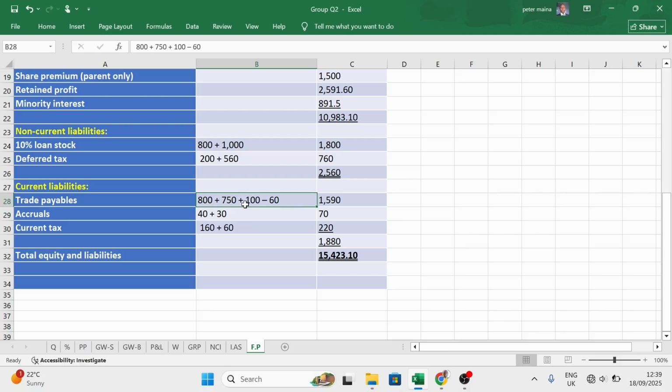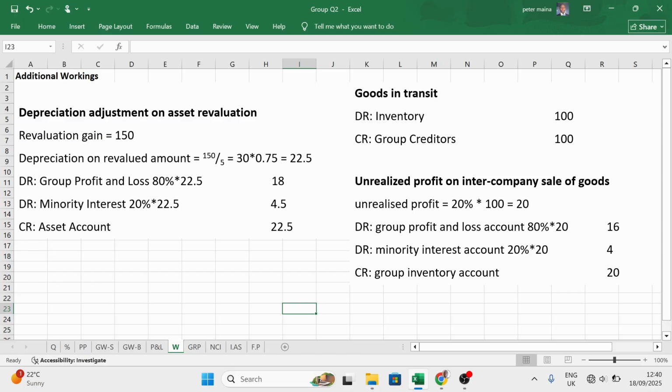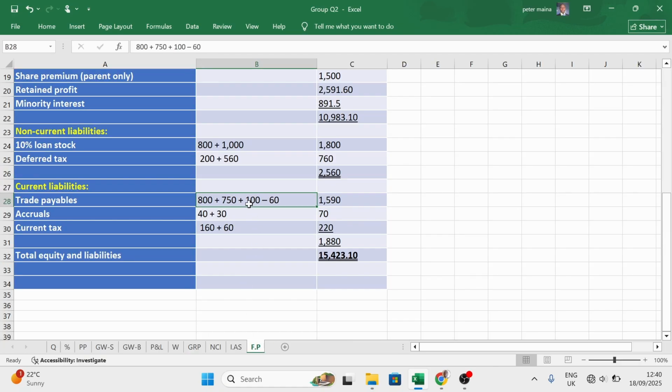And then we have also added the 100, because in our workings, for the goods in transit, we had said we were supposed to credit group creditors with the 100 which we debited in the inventory. This is what we are now doing in the statement of financial position. We are adding the 100 goods in transit because we are assuming you bought goods and you did not pay for them. So you increased your creditors, and then we are deducting the intercompany debts, and that is the amount we are getting. We have accruals.